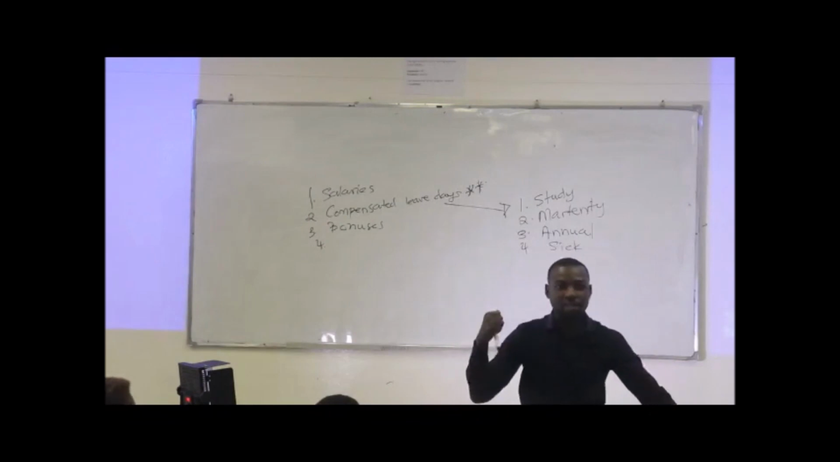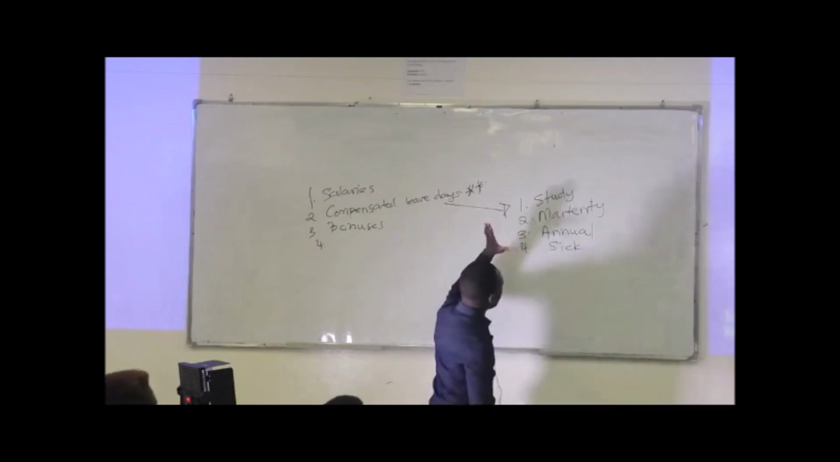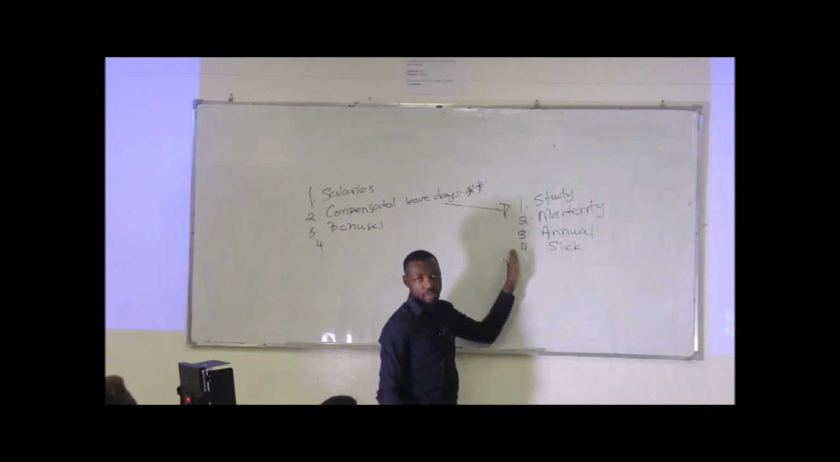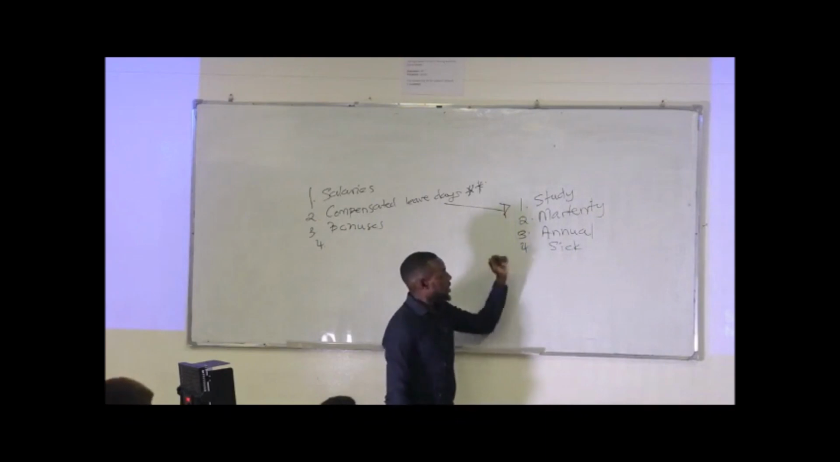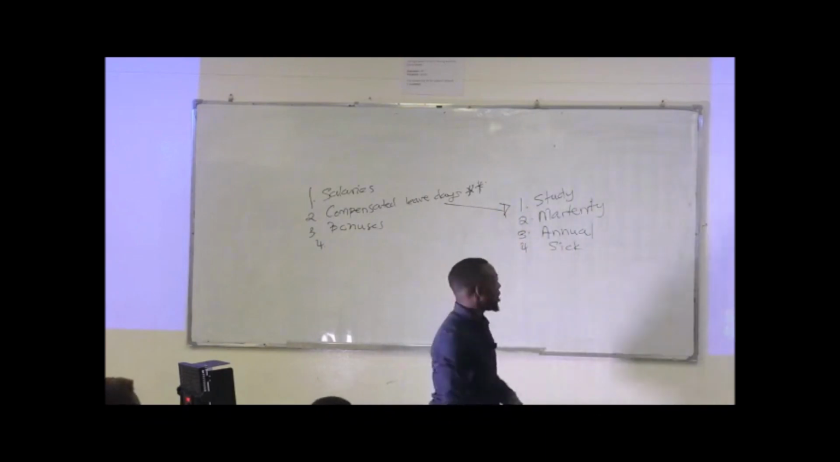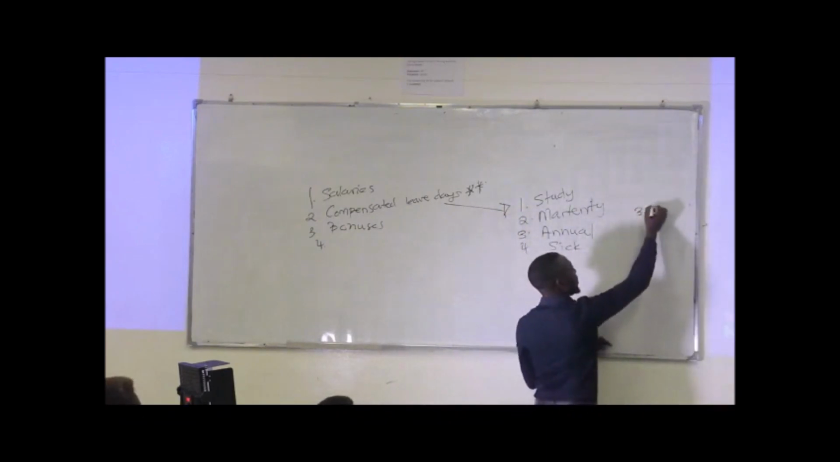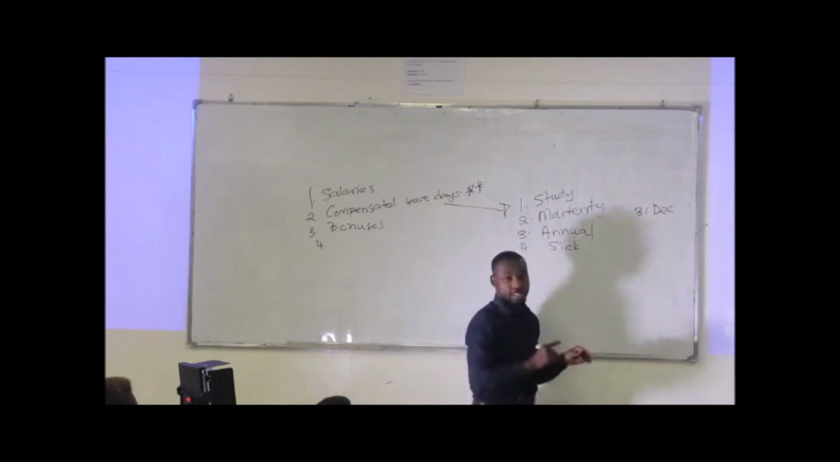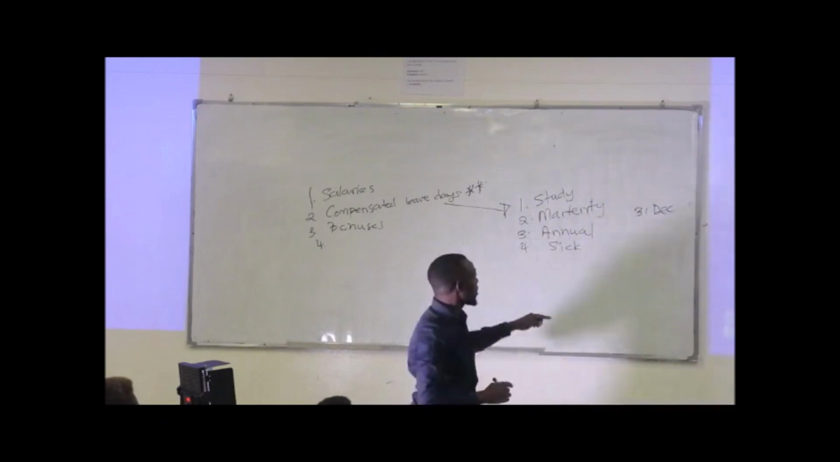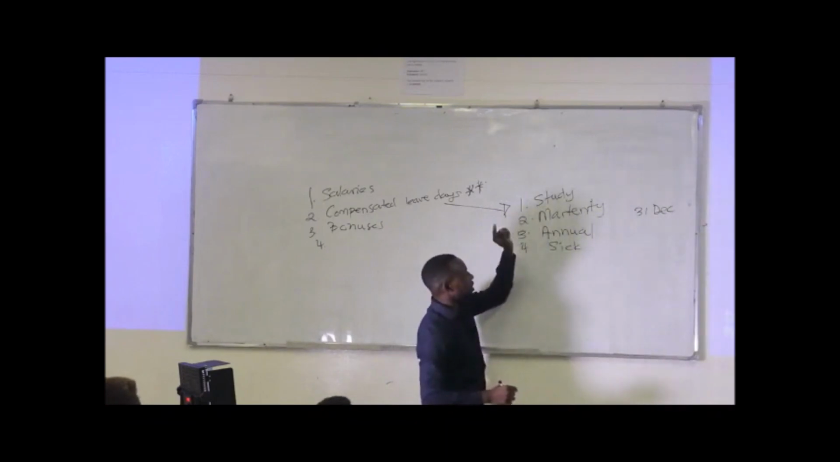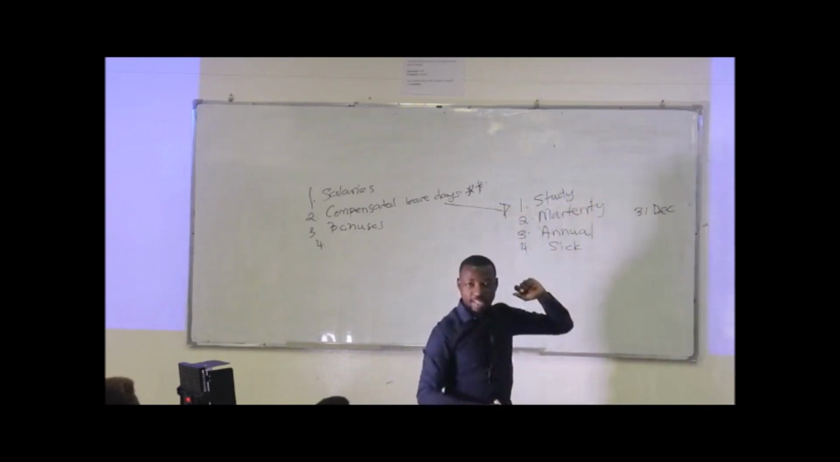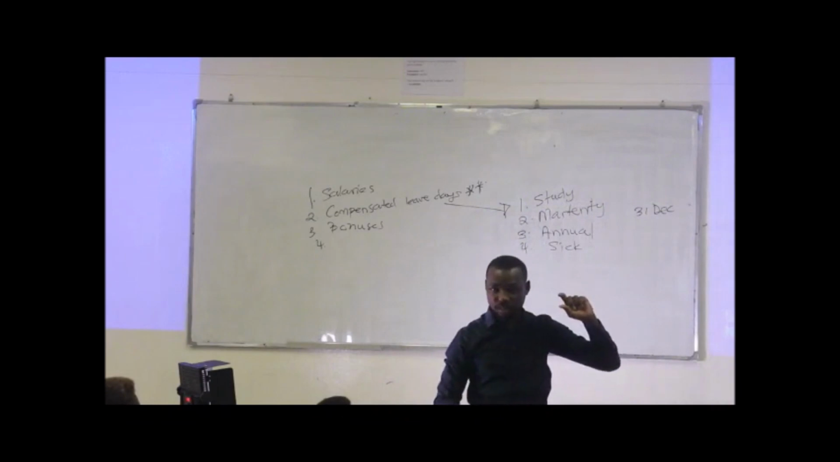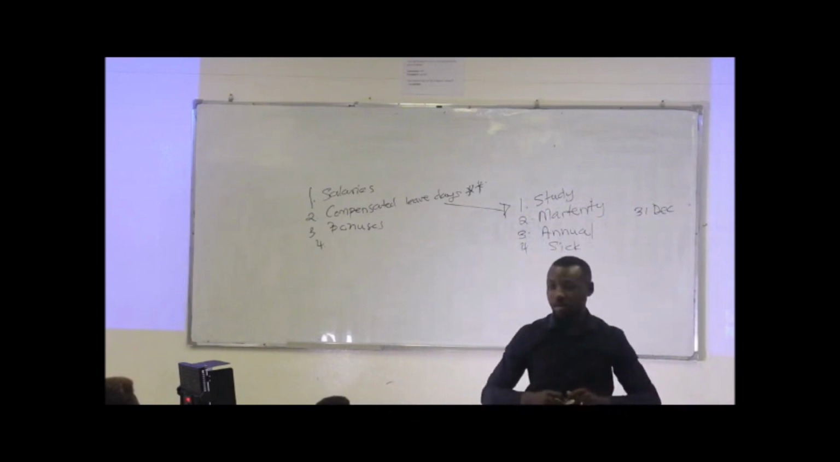Now, coming back to compensated benefits, say these things, all of these things are compensated. Now, the question is, if we have a 31 December year end, and you are entitled to how many days do you get? The 14. The 14 days.